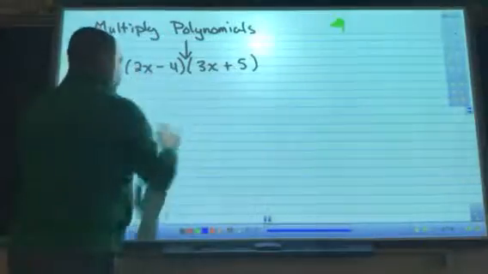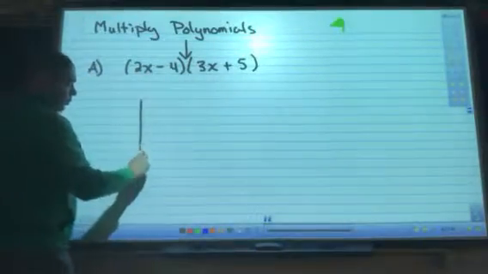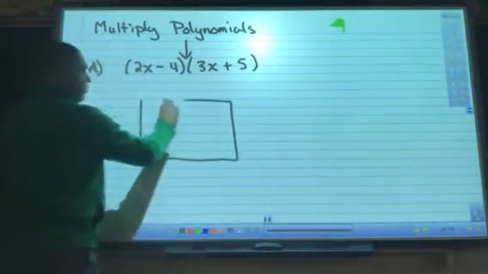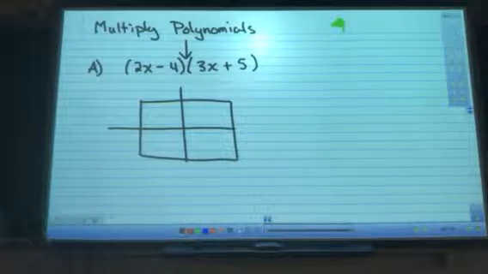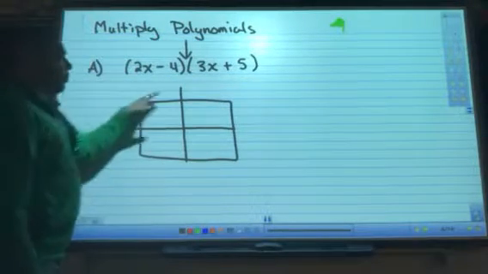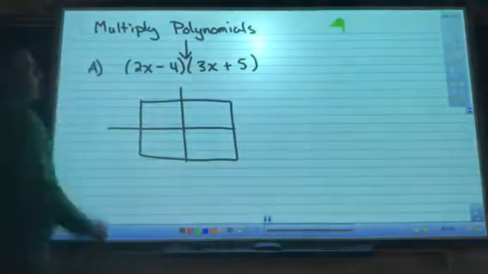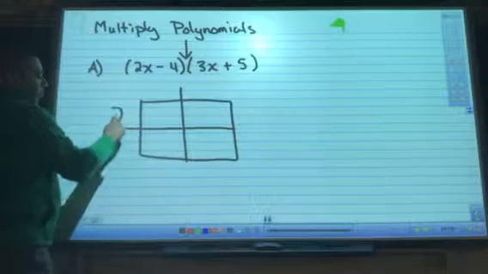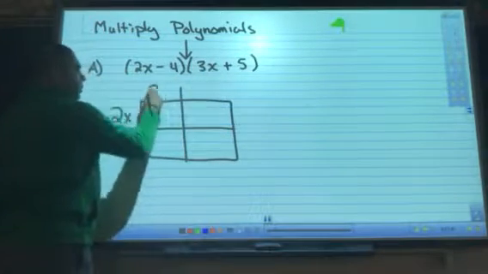Now, once I know it's multiplication, I need to make the appropriate size box. 2 things times 2 things, I need a 2 by 2 box. So I make my box, make a square, extend the plus sign in the middle, so I have a spot for one of my binomials and a spot for my other binomial. Let's go ahead and put our information there. Let's all put the 2x minus 4 on the side and the 3x plus 5 on the top.